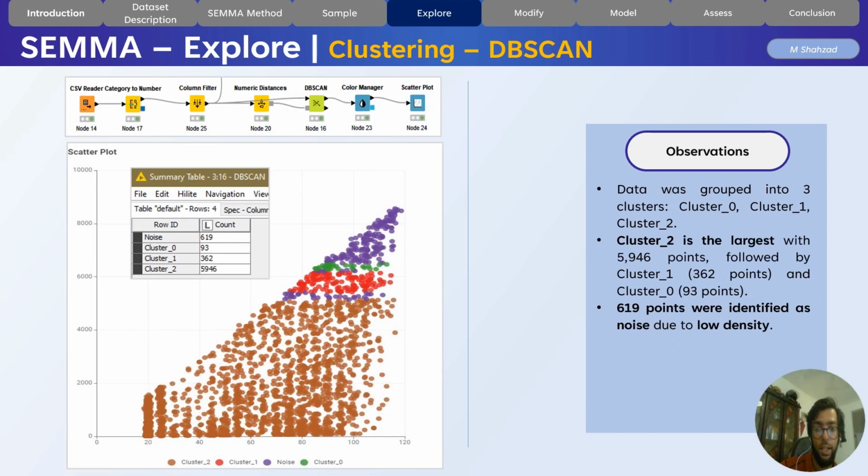DBSCAN is also one of the most popular clustering algorithms. We used the DBSCAN algorithm using the KNIME software. It clustered the data into 3 groups: cluster 0, cluster 1 and cluster 2. Cluster 2 is the largest cluster with 5,946 points, and the other two clusters are smaller, with cluster 1 with 362 points and cluster 0 with only 93 points.